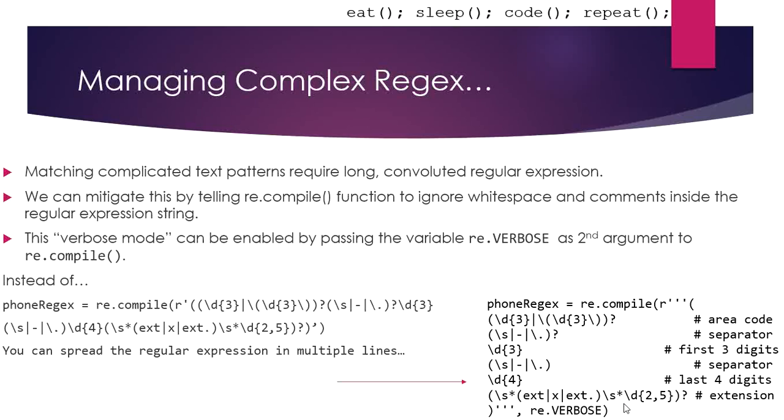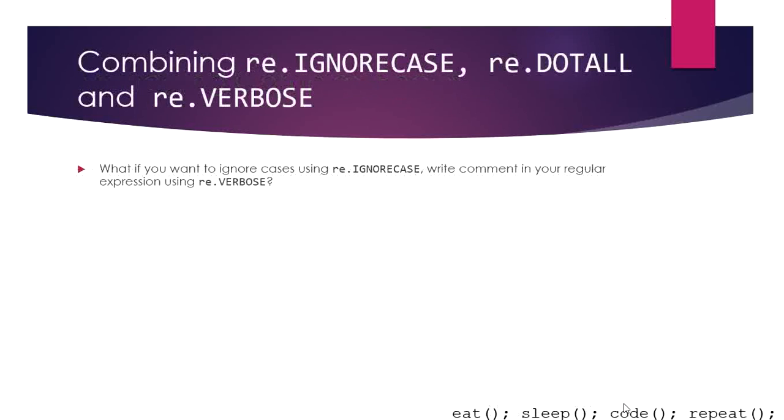So this is very important: when we have a very complex regex, we can write it in multiple lines via re.VERBOSE and using three quotations for making a raw string. Is that clear? This is how we manage complex regex moving forward. Now, combining re.IGNORECASE, re.DOTALL and re.VERBOSE.